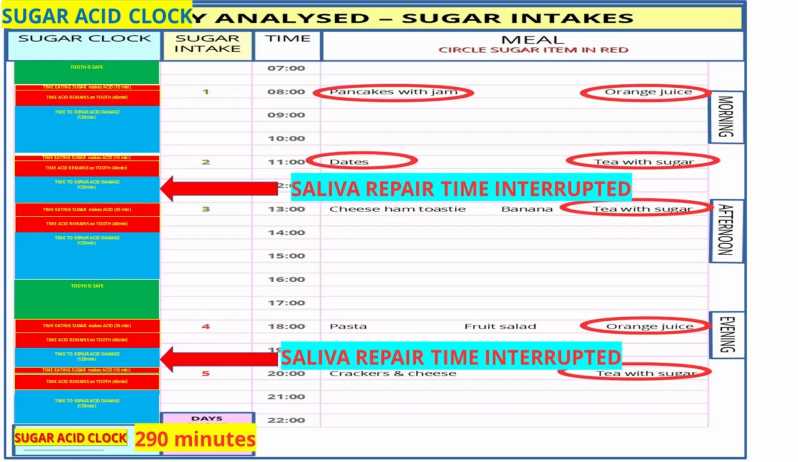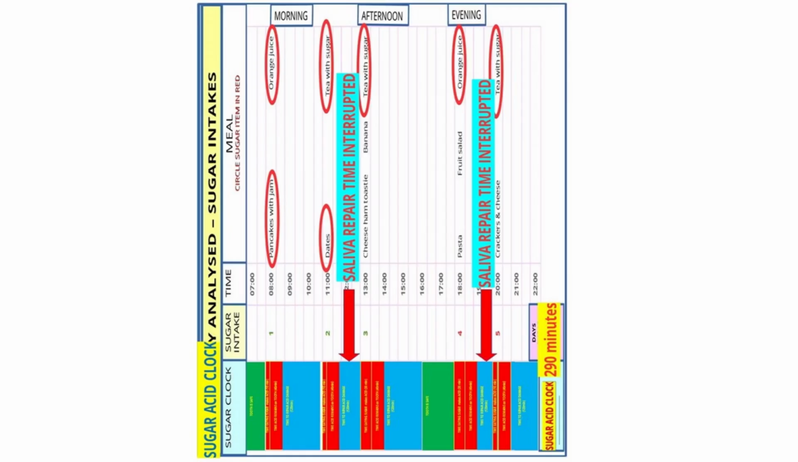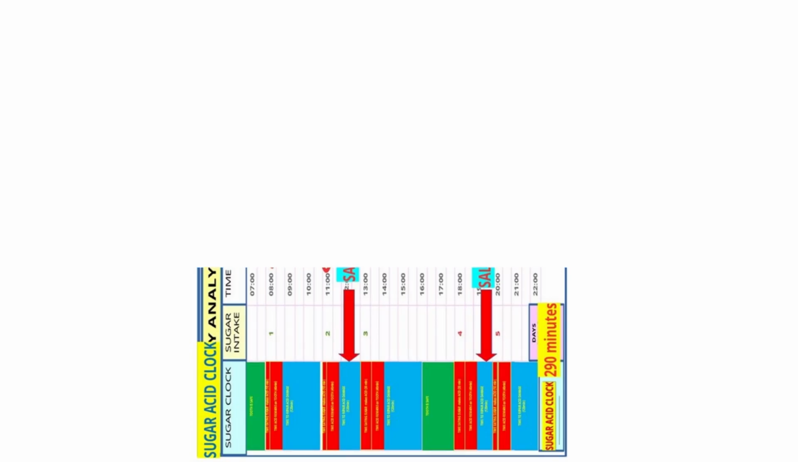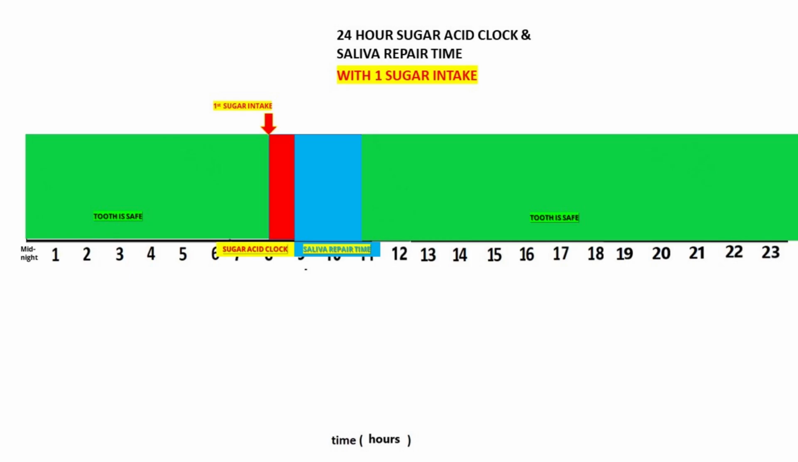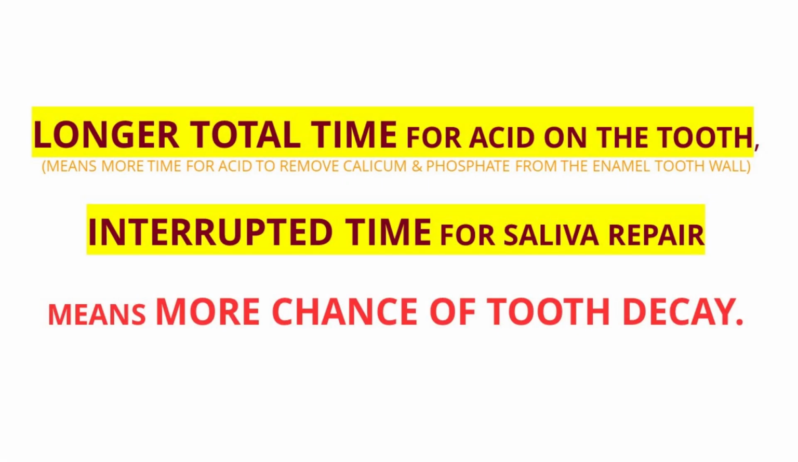And if we turn this diary the other way round, then we have lots of sugar acid red zones and interrupted saliva repair zones, compared to one sugar intake in a day, where you have a small red zone of a sugar acid clock, a full saliva repair zone, and lots of green zone where the tooth is safe. So the longer total time for acid on the tooth and more interrupted time for saliva repair means there's a greater chance of tooth decay.